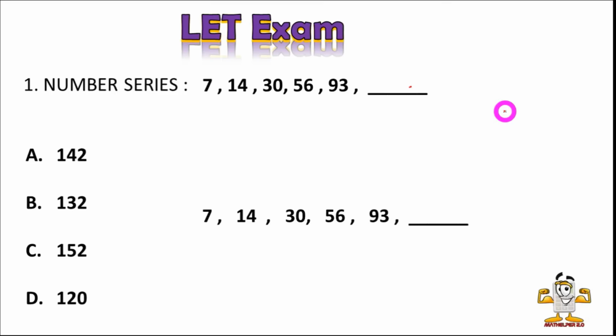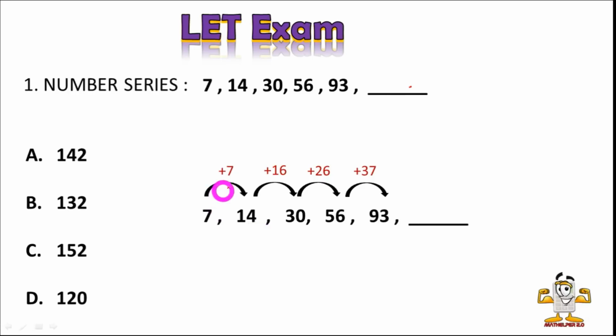So, ang gagawin lang natin is maghanap tayo ng pattern sa number series na to. Napansin niyo yung first term at second term is mag-add po sila ng 7, dahil 7 plus 7 is 14. Next is yung 14 at saka 30, mag-add rin tayo ng 16, dahil 14 plus 16 is 30. Saka yung 30 at 56, mag-add po tayo ng 26. Saka yung 56 at 93, add po tayo ng 37.